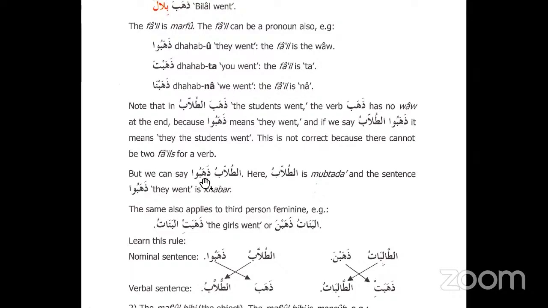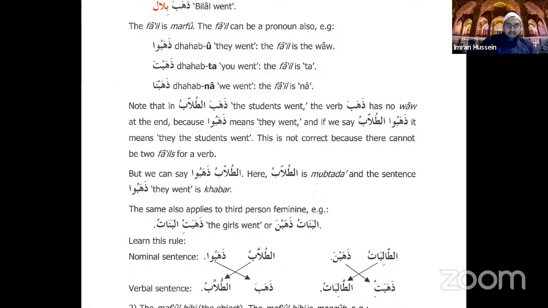dhahabu, they went. Dhahabu is treated as the khabar. Now, what happens here is that the mubtada and khabar always correspond with each other in two things: one is the gender and the other is the number, whether it's singular, dual, or plural. Is this clear now for everyone?